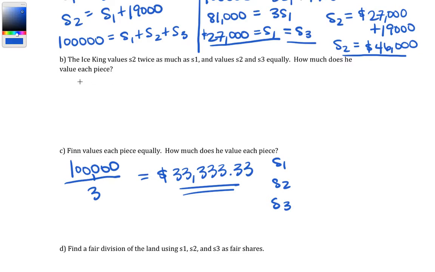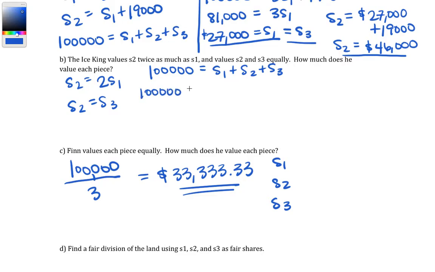The Ice King values S2 twice as much as S1, and values S2 and S3 equally. How much does he value each piece? Well, remember, 100,000 has to be equal to the total, all of these added together. And let's see, S2 he values as twice S1, and S2 and S3 are equal. So S3, we can also say he values that twice as much as S1.